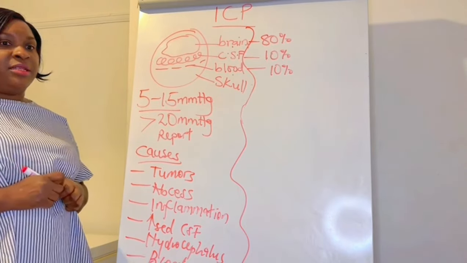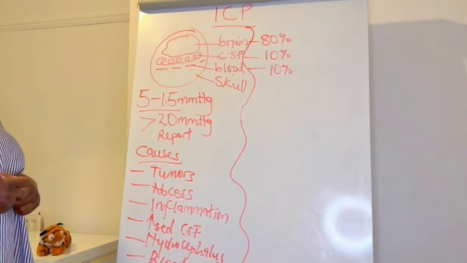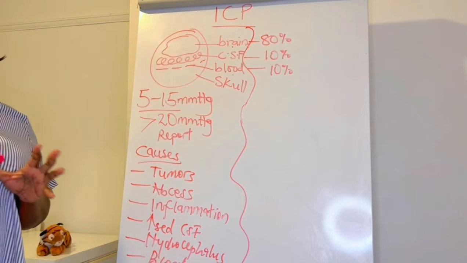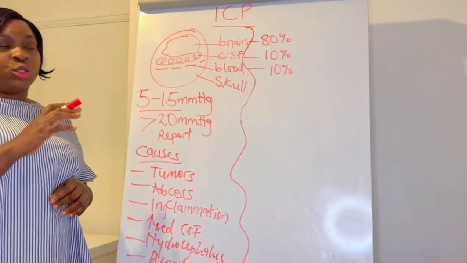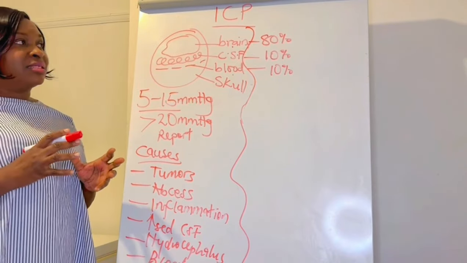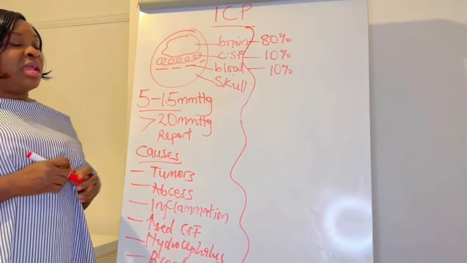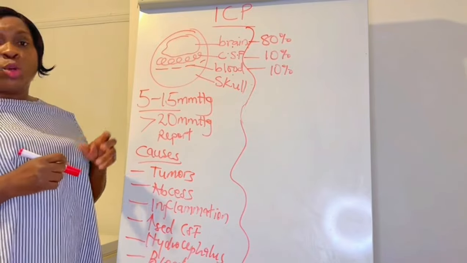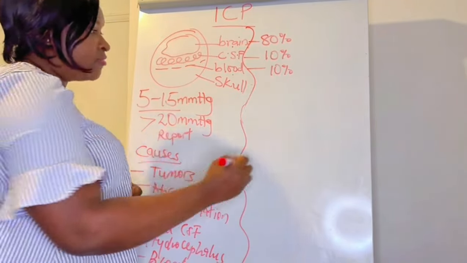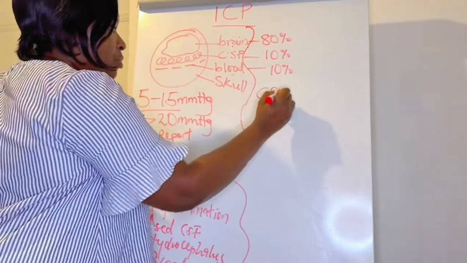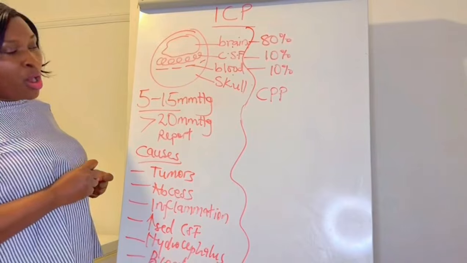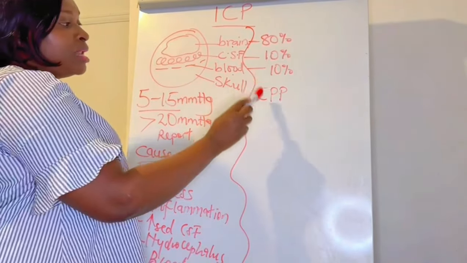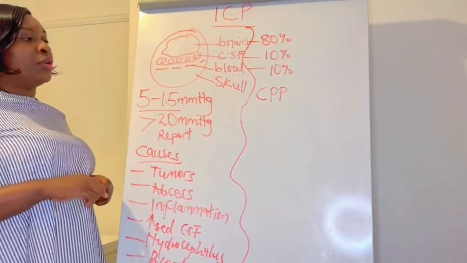Now we are going to look at some of the terms we need to know that will help us when we are studying intracranial pressure. It's important we look at these terms, because they will give us an overview of what we need to know in intracranial pressure. So the first term we want to look at is your CPP. Your CPP is the cerebral perfusion pressure.